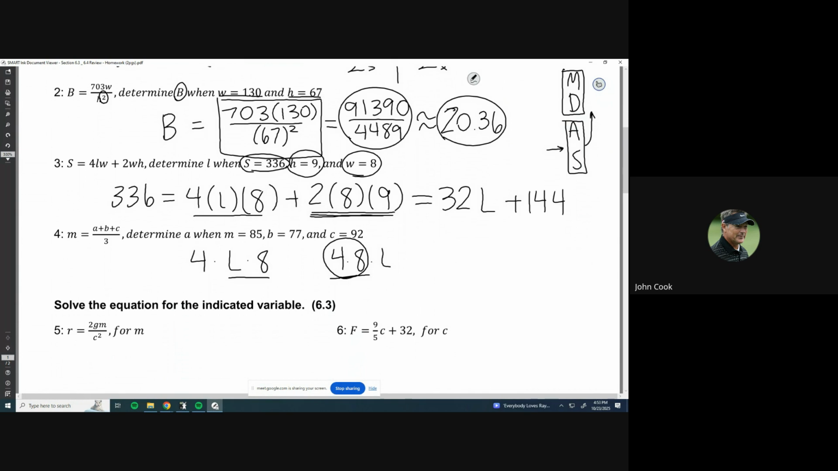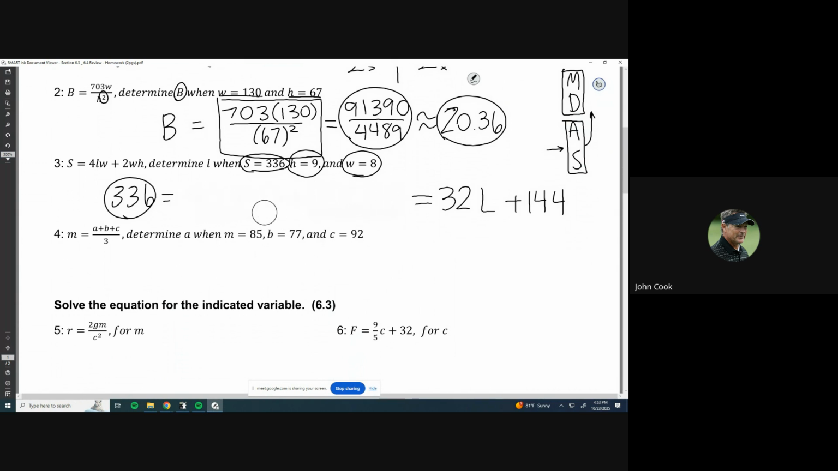And you can use your calculator to find that if you want. Okay, so remember that all of that stuff is equal to 336, so I'm just going to write all of that is equal to 336. And then I just start my solving algorithm.